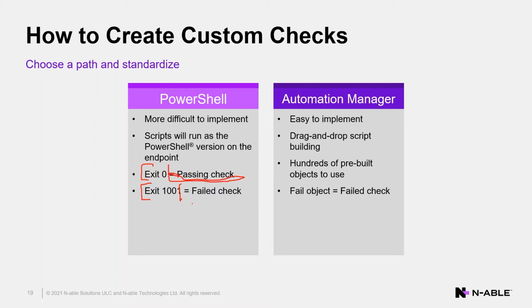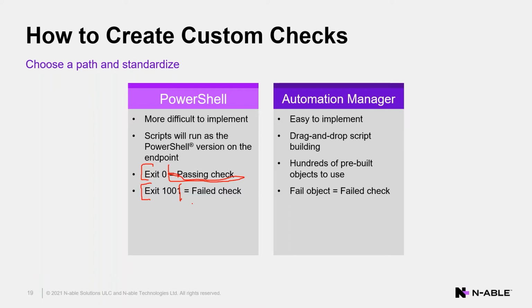When it does that, that code gets passed back to RMM, and that code will then tell RMM whether this check passed or failed, or whether the automation completed with error or not. So that is what you're going to use on your thresholds, right? I'll say, okay, if whatever issue I have is not fixed, exit 1001, there's a problem. Or if everything's okay, exit 0, no biggie. So if you're using PowerShell, that's how you would do that.